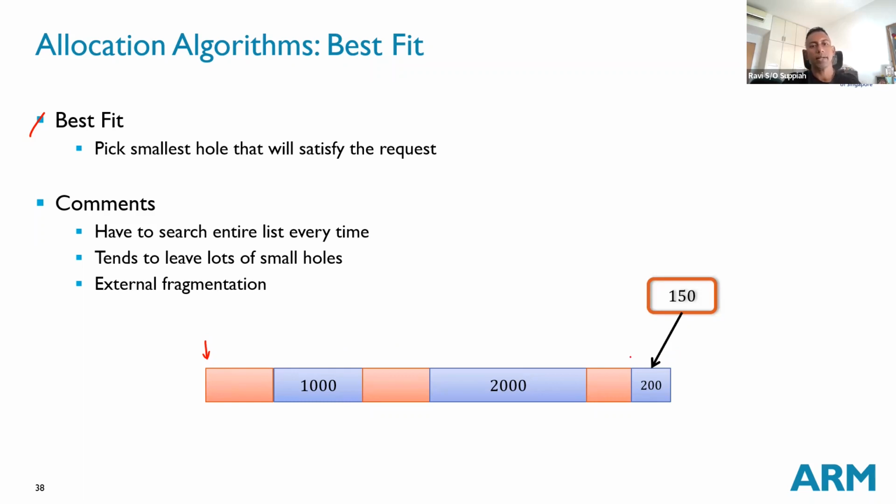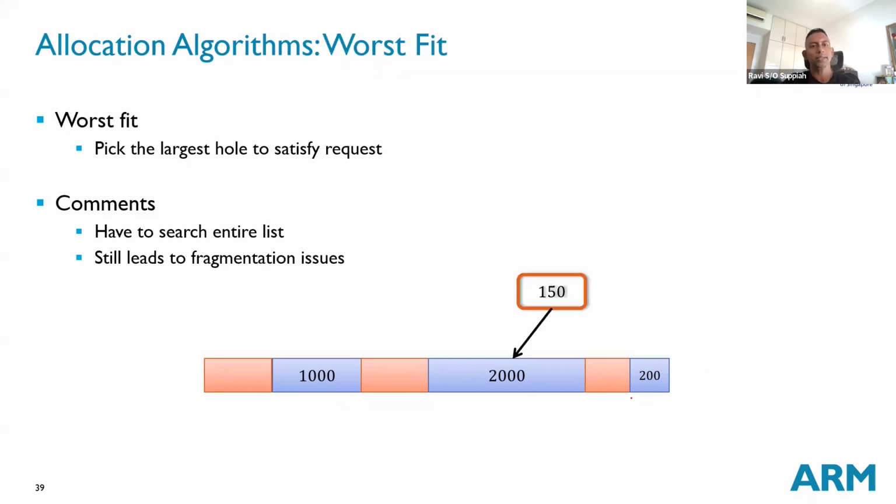What happens is, over time, you have a lot of very small holes everywhere in the memory, because it picks the smallest hole. Worst fit takes the biggest possible hole. If I take the biggest possible hole, I still have a lot of free space in that hole to satisfy more requests, until it reaches a point where you have too little space to use anymore. That is the worst fit.